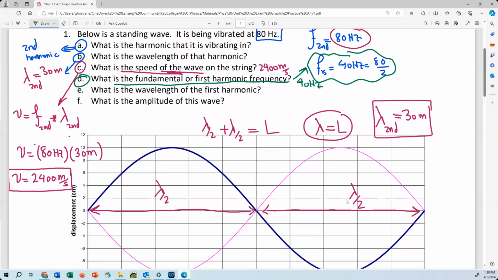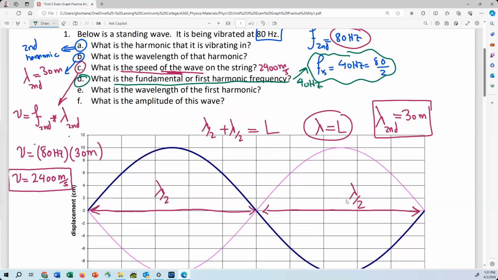Can you repeat? We have the frequency of the second harmonic. If we want to calculate the fundamental frequency, the frequency of the first harmonic, we just divide the second harmonic frequency by 2. Why 2? Because there are 2 loops. If there were 3 loops, we would divide it by 3.